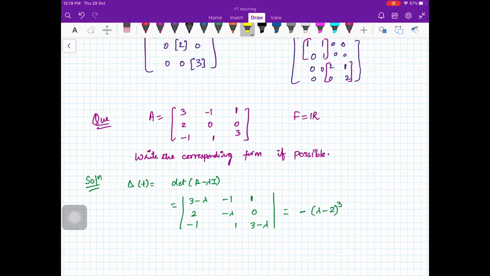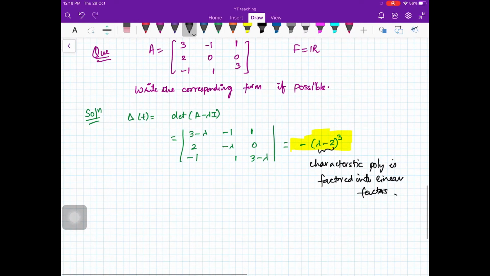So here you can see that the characteristic polynomial is factored into linear factors. So it is a linear factor here, right? So we can see that the characteristic polynomial is factored into linear factors. Okay, fine. So for sure we can write the triangular form.